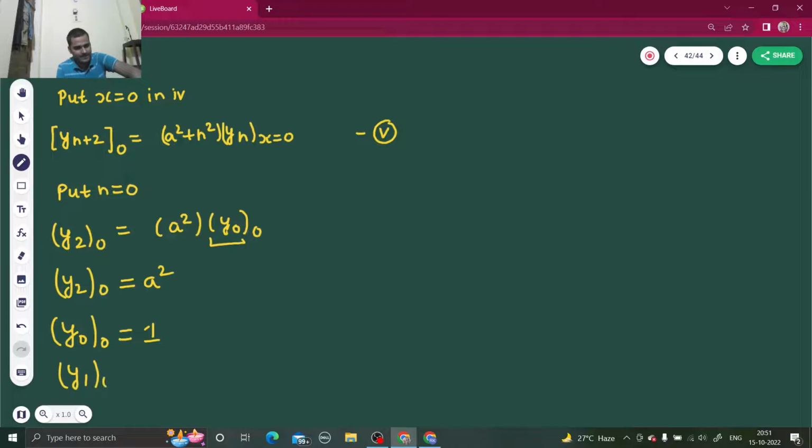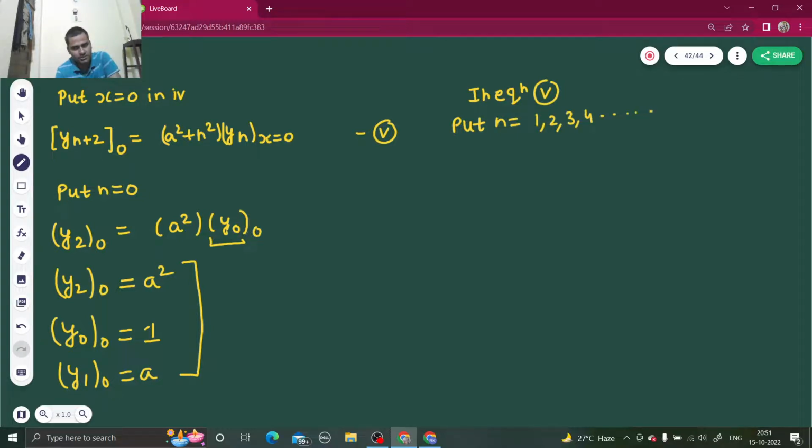y1 at x equals 0 is a. So these three things we calculated. Okay, let's use them. In equation number 5, start putting the value of n as 1, 2, 3, 4 and so on.